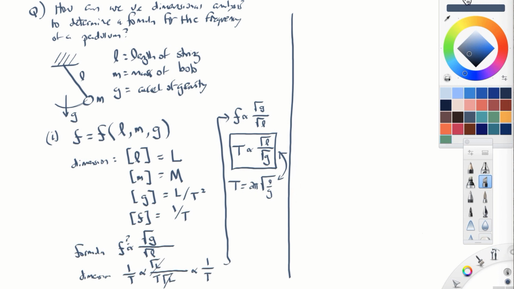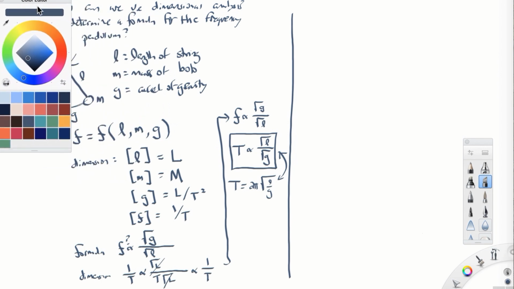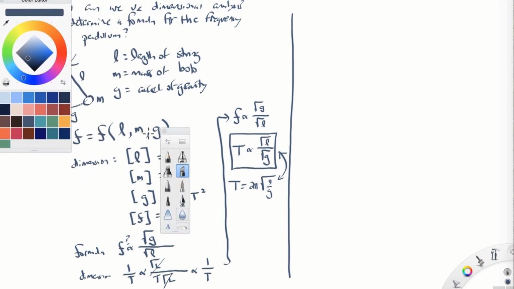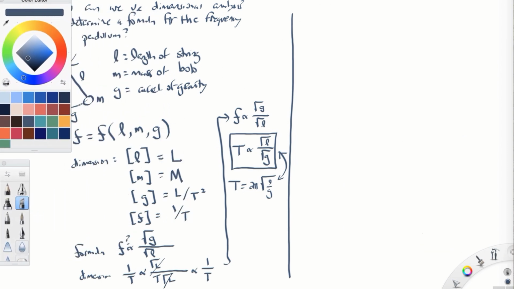Okay, let's do one other example before we quit. So let us find the period of a vibrating string. So this will be example 2, and then we'll stop after that. So what about a vibrating string? Okay, remember this is the monochord example that Galileo had talked about.